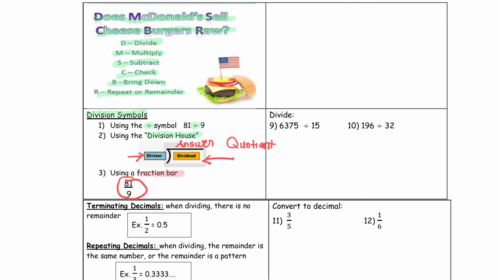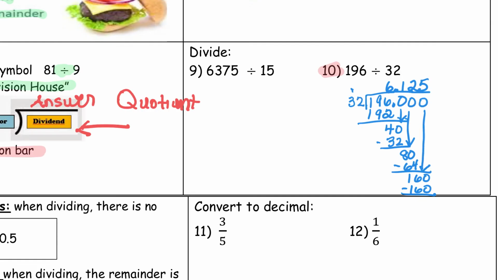Let's take a look at problem number 10. For number 10, notice we had to annex a couple of zeros. We had to place the decimal, and remember the decimal goes straight above.